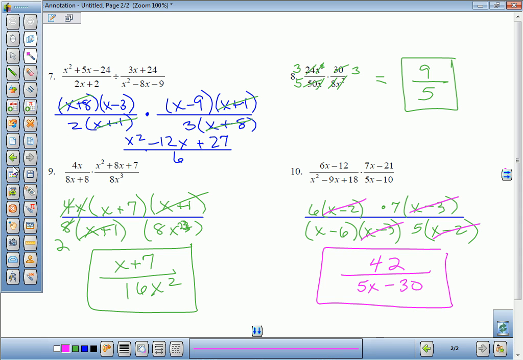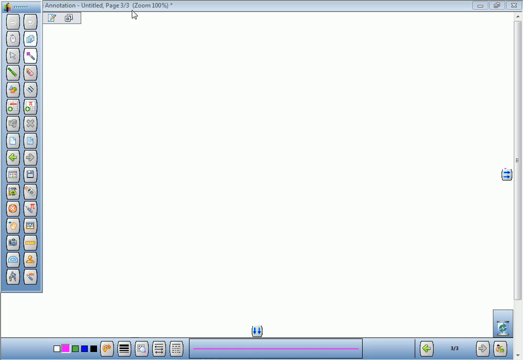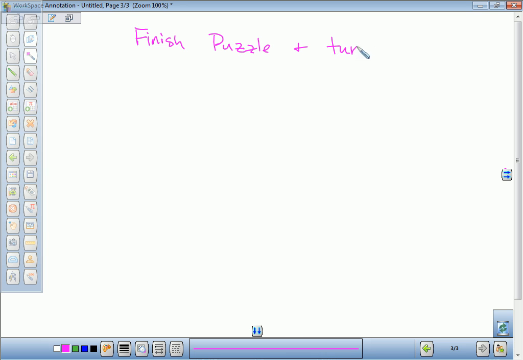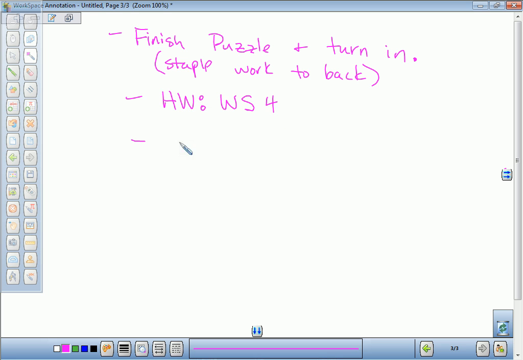Okay, so finish up the puzzle for classwork and turn that in. Okay, so if you are showing your work on a separate sheet of paper, staple any work to the back. Okay, and then your homework is that worksheet 4. And then quiz tomorrow.